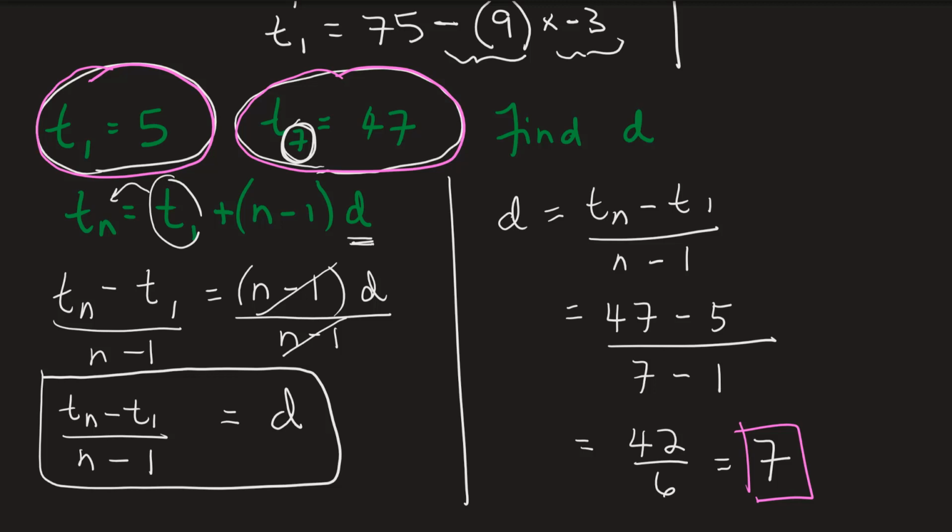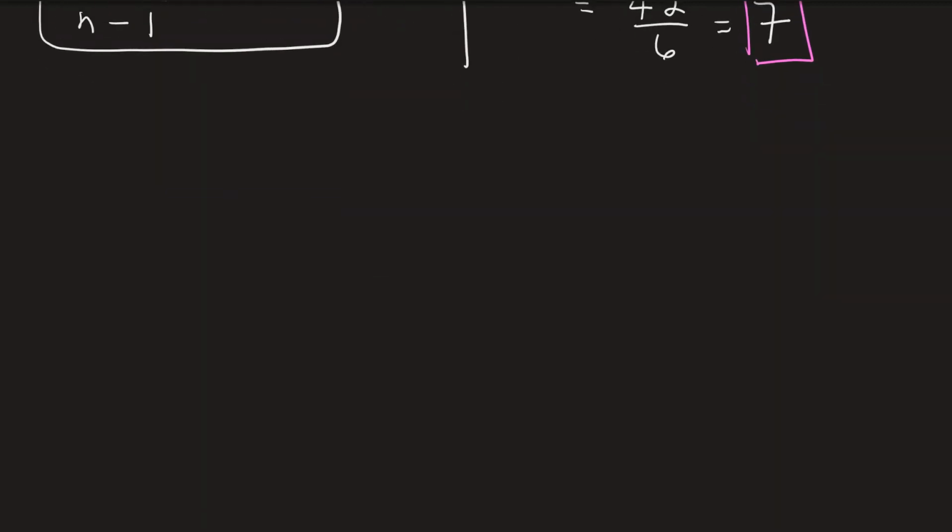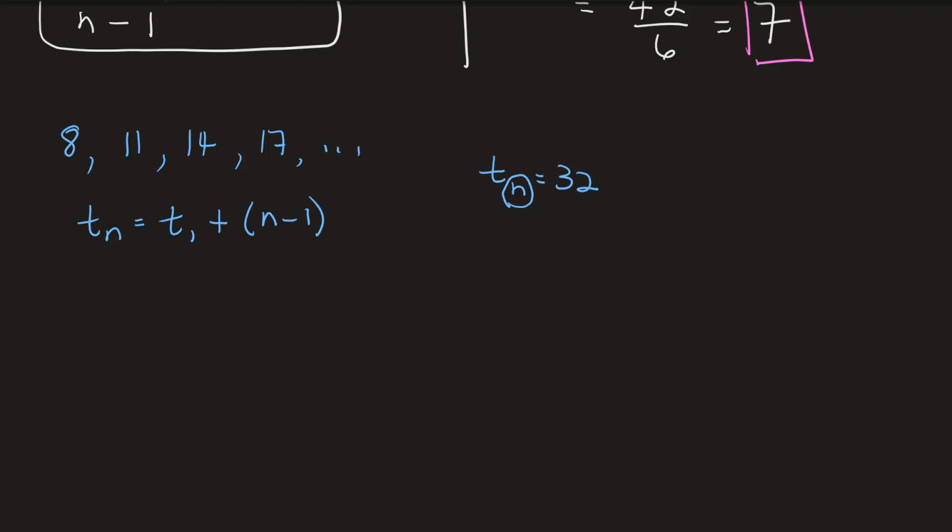We've got one more to do. In this question, we have this arithmetic sequence: 8, 11, 14, 17, and so on. And I have a term 32. And I would like to find the position of this term. What I'm looking for is this value of n. So let's write our formula down again. Tn is equal to the first term T1 plus n minus 1 d.